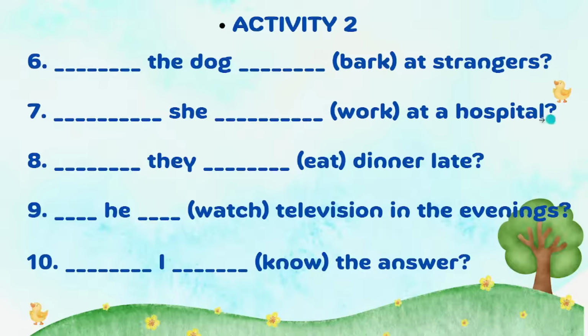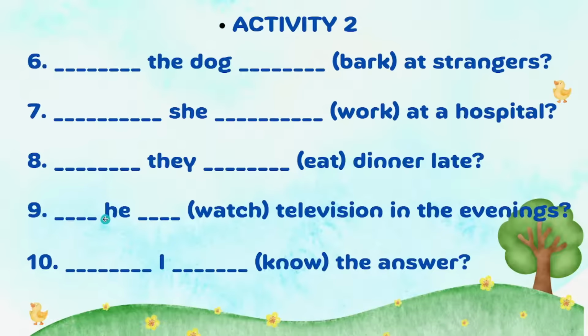Okay. Now for number 8. Alright, again for the they. You will not think anymore of other helping verbs to use. Okay, so it's automatically do. Alright, you will use the helping verb do. Do they eat dinner late? Okay, that's the correct helping verb.